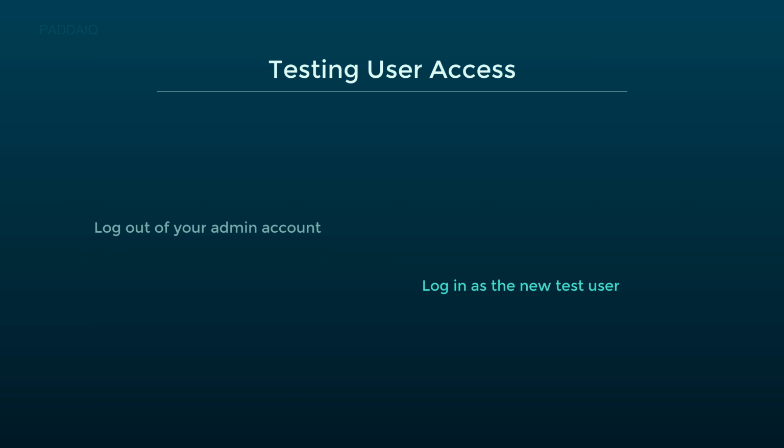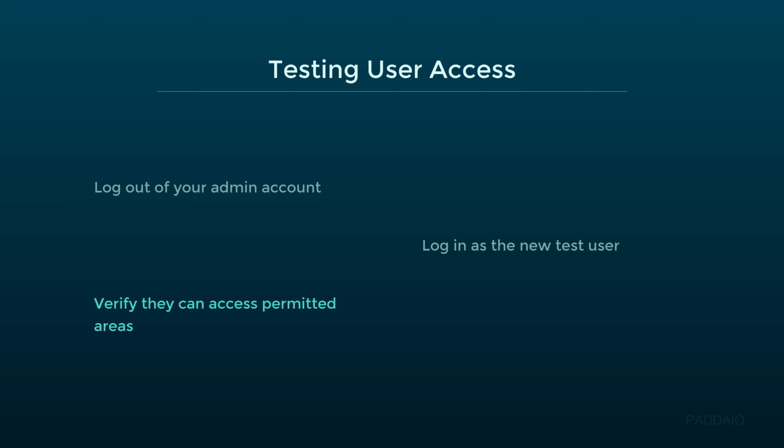Log in as the new test user. This means using the newly created user account credentials to sign into the system. For example, after creating a user tester_a, you would open the login page and enter their username and password. This action confirms the account is active and permissions are correctly assigned, verifying everything works as intended for that user.